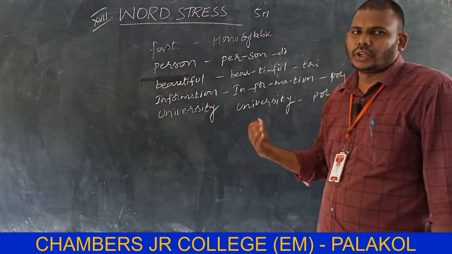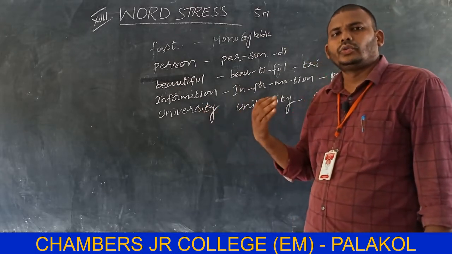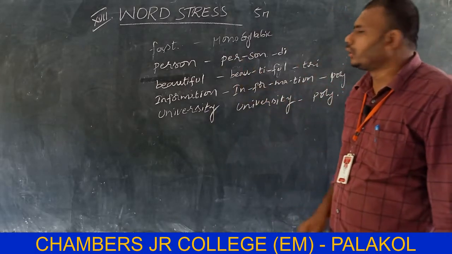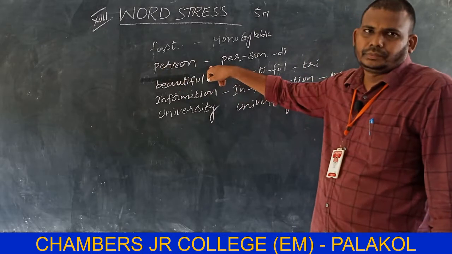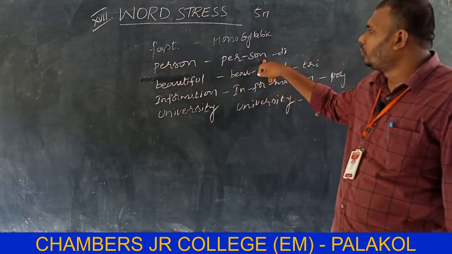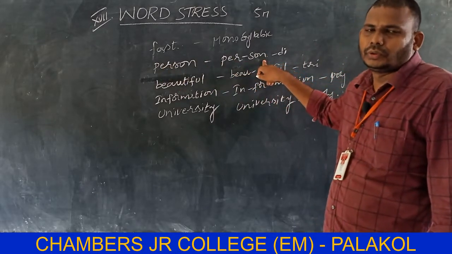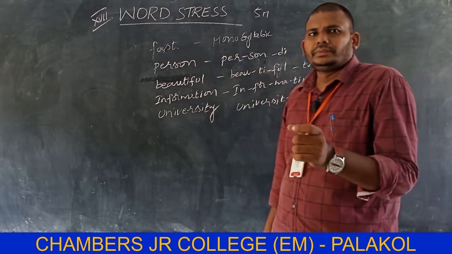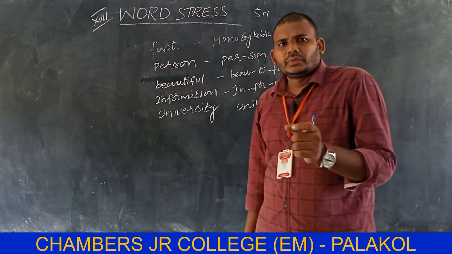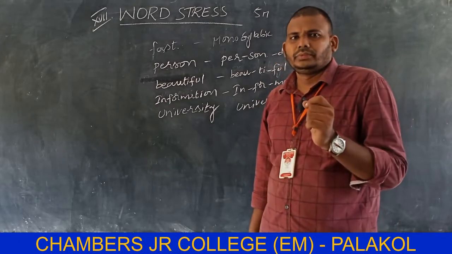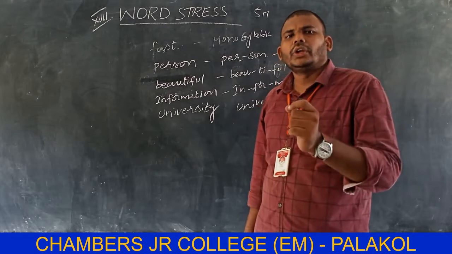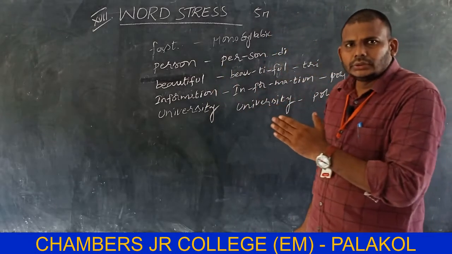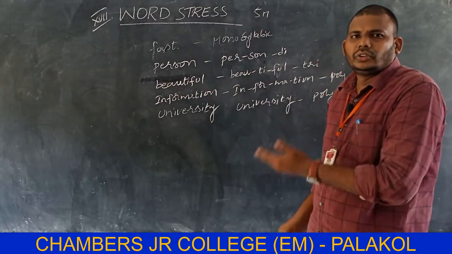Actually, monosyllabic words take stress on the first syllable, and those words will not be given in the question paper, so leave it. And come to the second one, person. The word person has 2 syllables. It's a disyllabic word. Here I am asking a question: which syllable is taking more time? Which syllable is sounding louder here? Is it the first syllable per or the second syllable son?